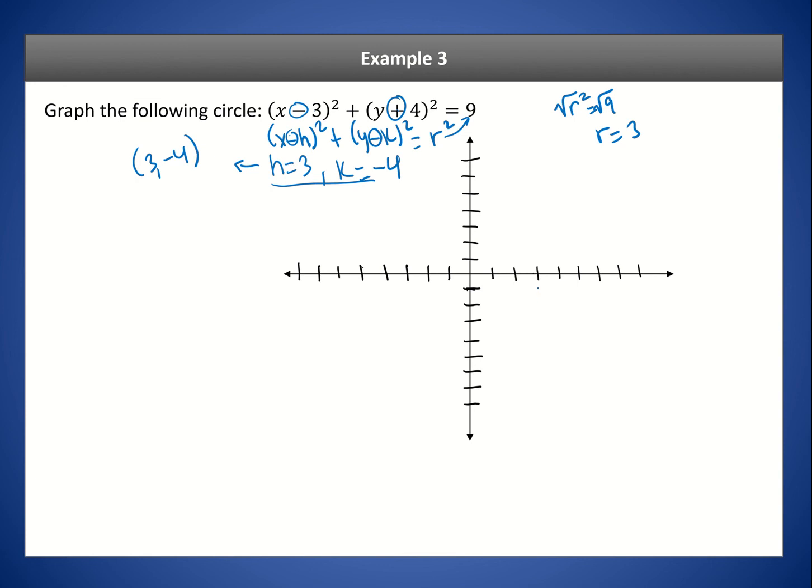Let's go ahead and trace that here. 1, 2, 3, then 1, 2, 3, 4. So this is the center of the circle. I'll just call that C for the center, and a radius of 3. That means from that center, we're going to go 3 units away. So we got 1, 2, 3. That's a point on the circle. 1, 2, 3, that's a point on the circle. And there you go. Those are 4 points on that circle.